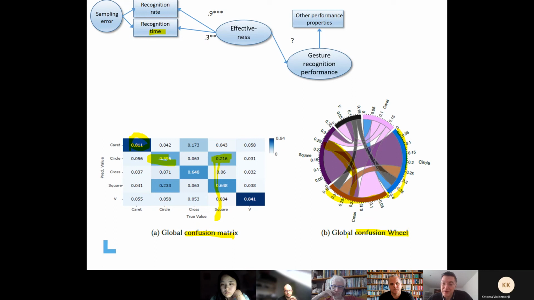So a confusion wheel is a little bit difficult to interpret. Maybe you can say what you think, but at some point, especially when there are many classes, here I only have 5 classes of gesture, so it's okay. But if I have, let's say, 20 or 30 classes of gesture, the matrix becomes difficult to read. The confusion wheel is still affordable. Anyway, all of these things contribute to effectiveness, but from the system point of view.